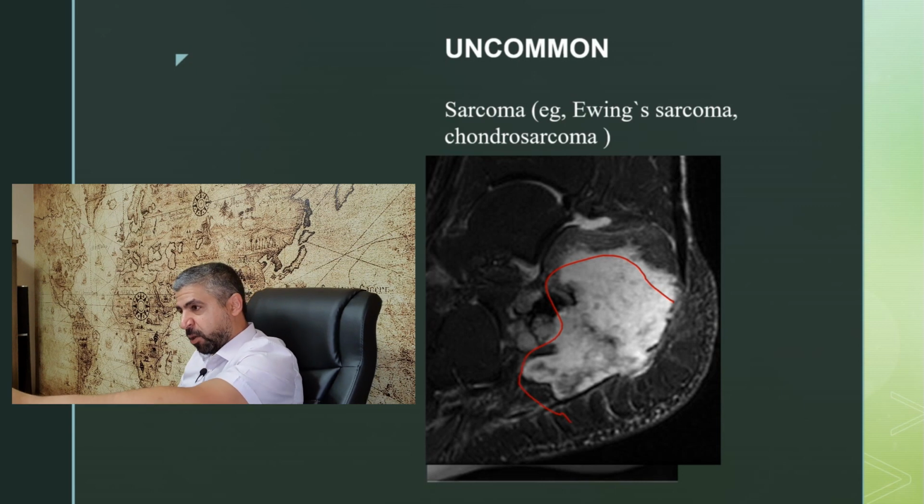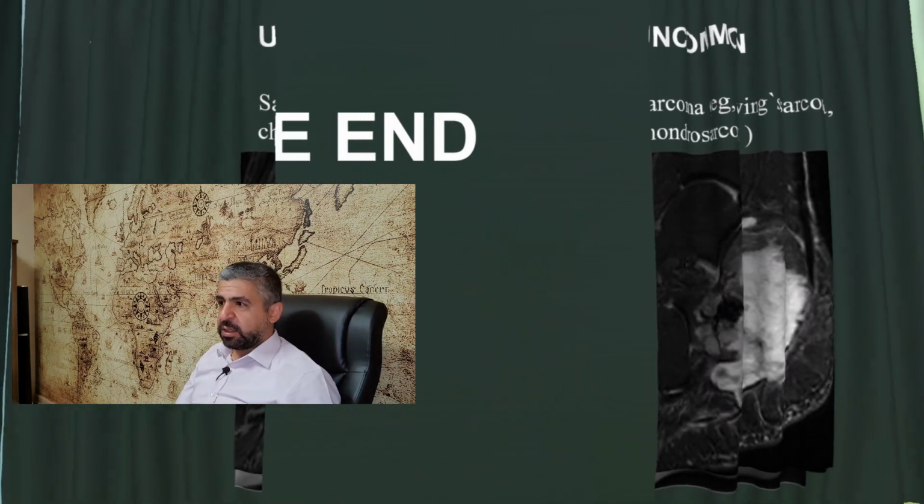Another case of Ewing sarcoma, you can see the entire calcaneus is eaten, destroyed, and even some soft tissue extension is available.